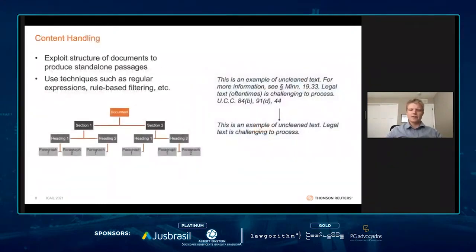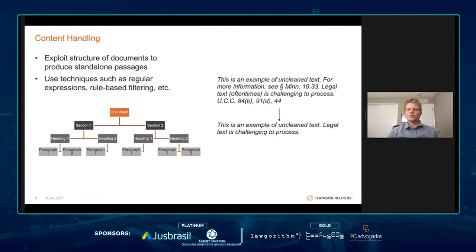So content handling, oftentimes legal content has this hierarchical structure where you have a document, and then within each document, you have several sections, and within each section, you have several headings, and then finally within each heading, you have several paragraphs. So it's a lot easier to take on individual paragraphs than taking on the entire document.